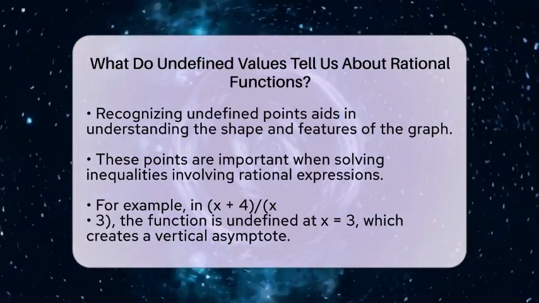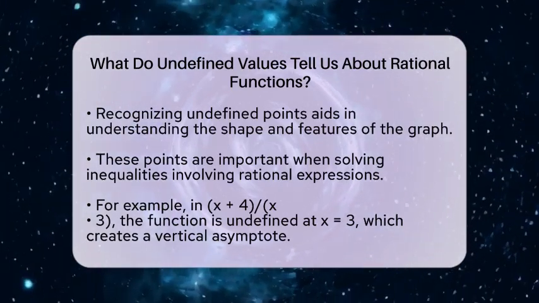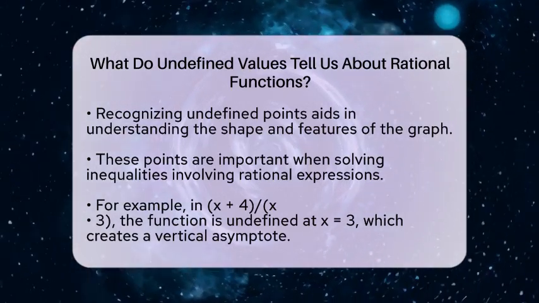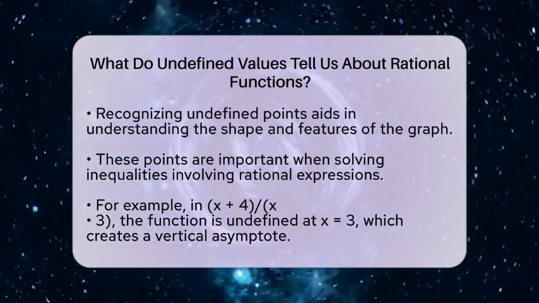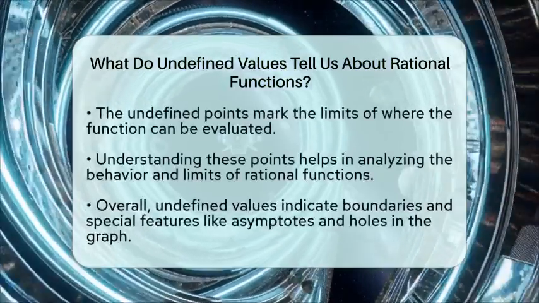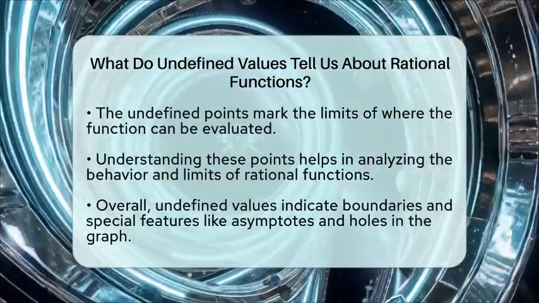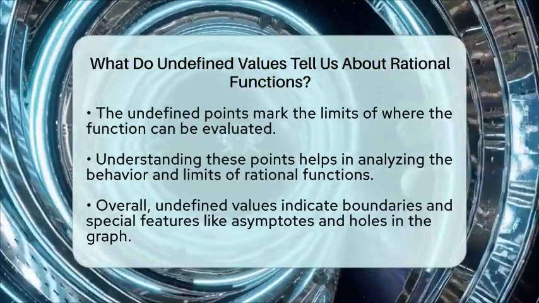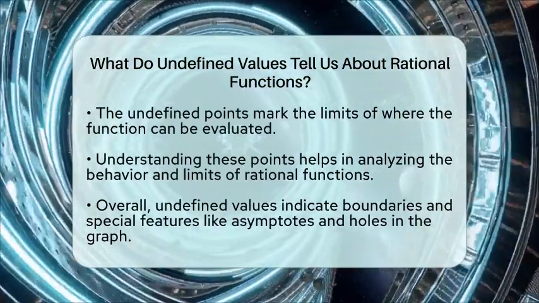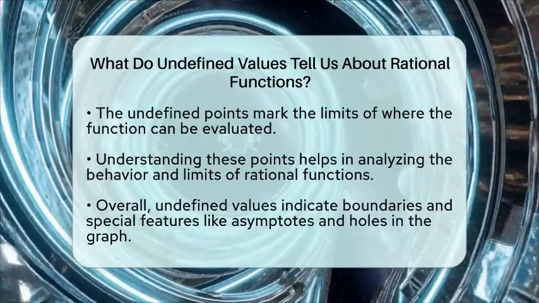For example, take the rational function (x + 4)/(x − 3). To find where it is undefined, we set x − 3 equal to 0, which gives us x = 3. At this point, the function cannot be evaluated because it would require dividing by 0. So, the domain includes all real numbers except 3. The graph will have a vertical asymptote at x = 3, showing us exactly where the function cannot be evaluated.